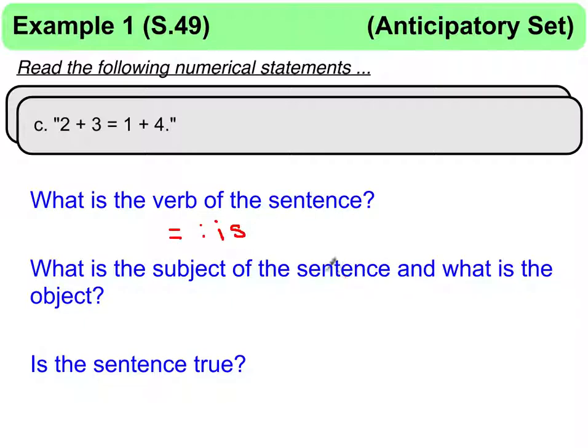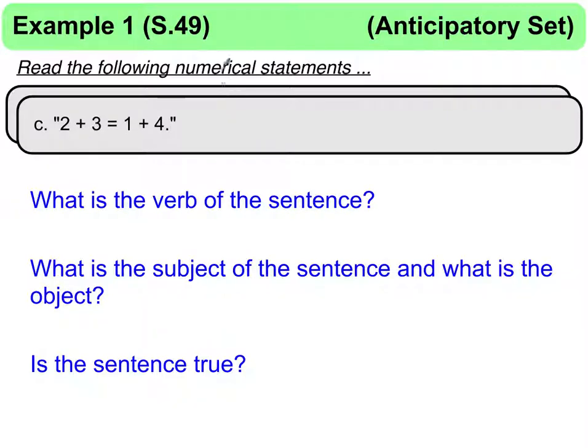What is the subject of the sentence? That would be the 2 plus the 3. And what is the object of the sentence? That is the 1 plus the 4. And so the question comes up, is the sentence true? So the students think, well, 2 plus 3 is 5. And then we have 1 plus 4, and that's also equal to 5. And so the students will always respond that it is true.